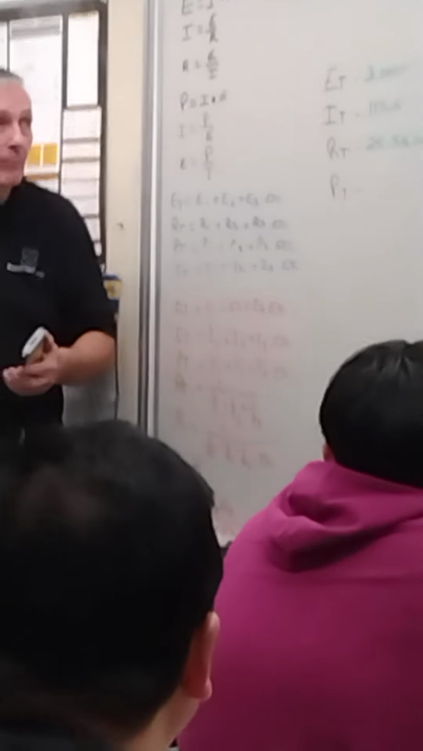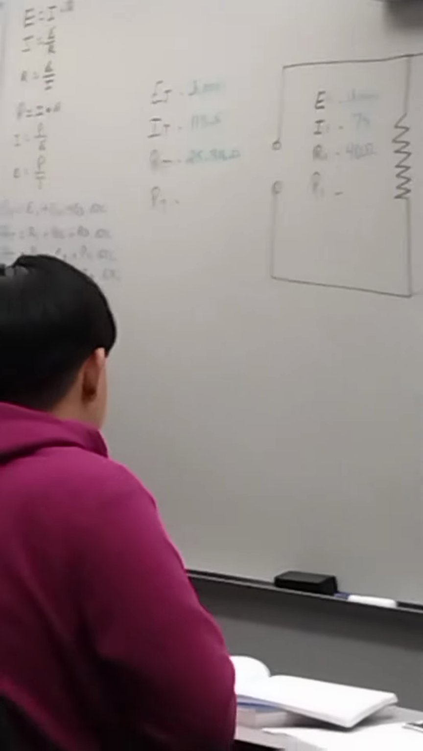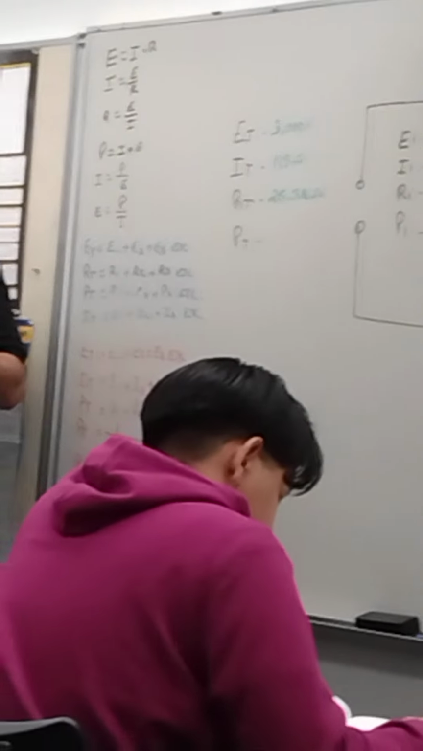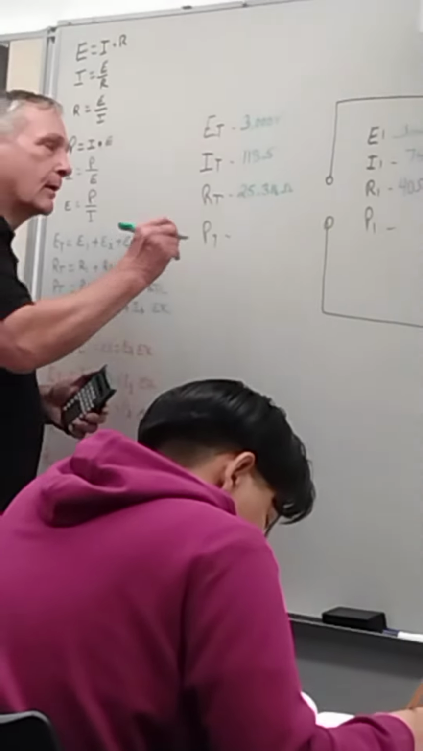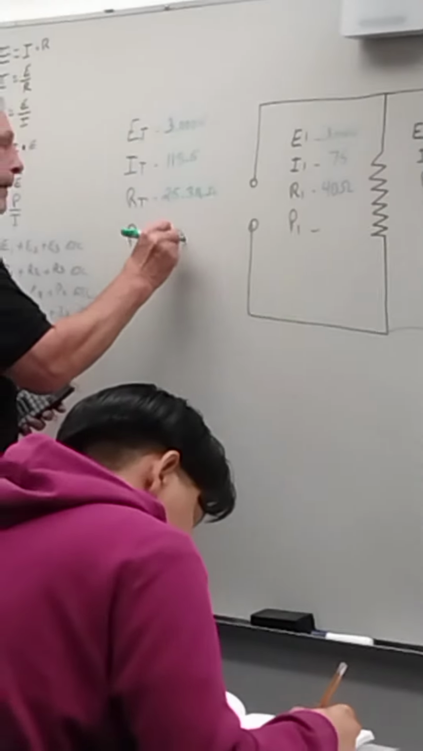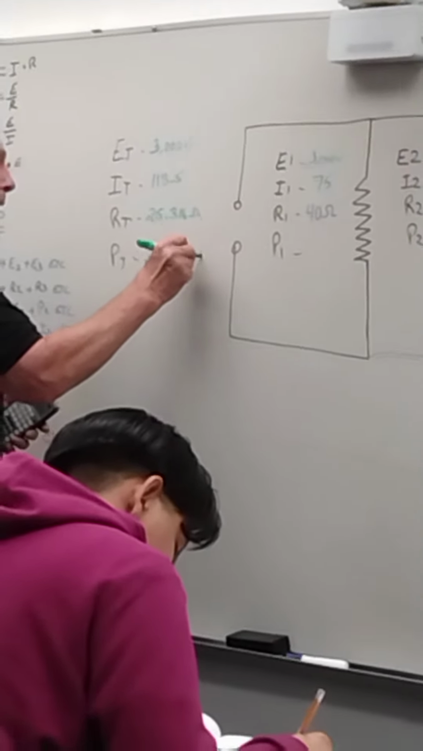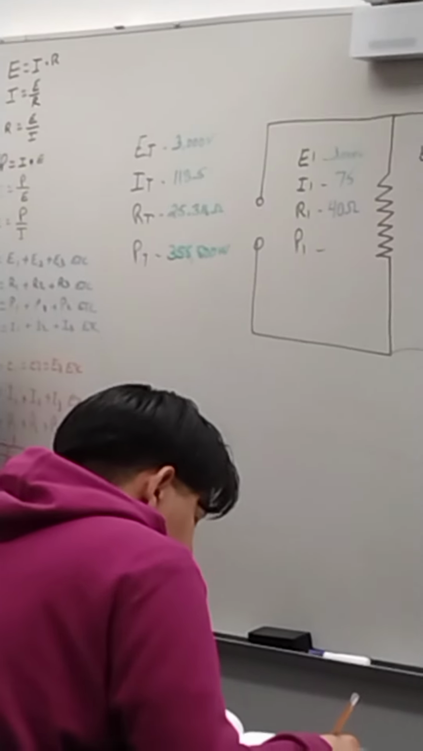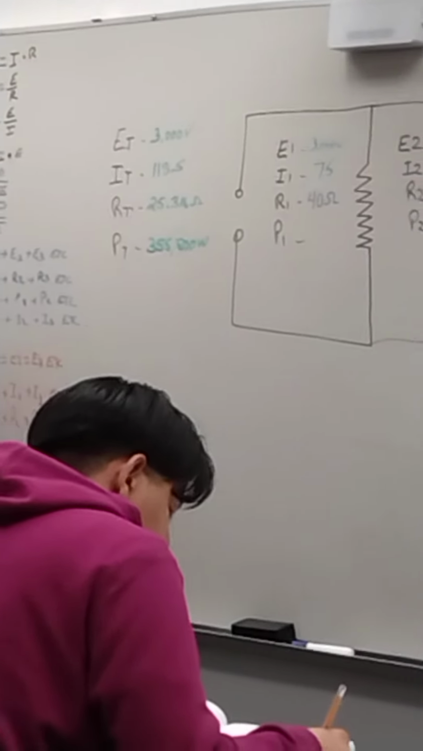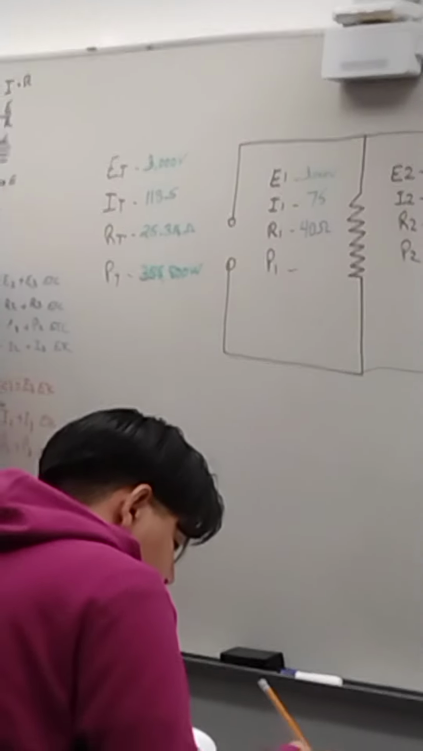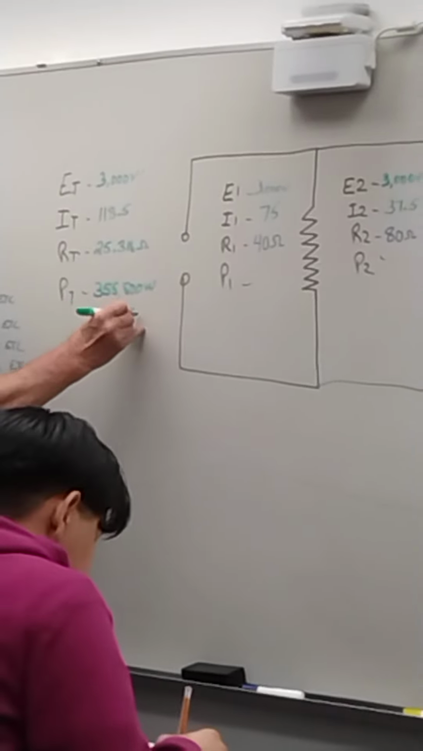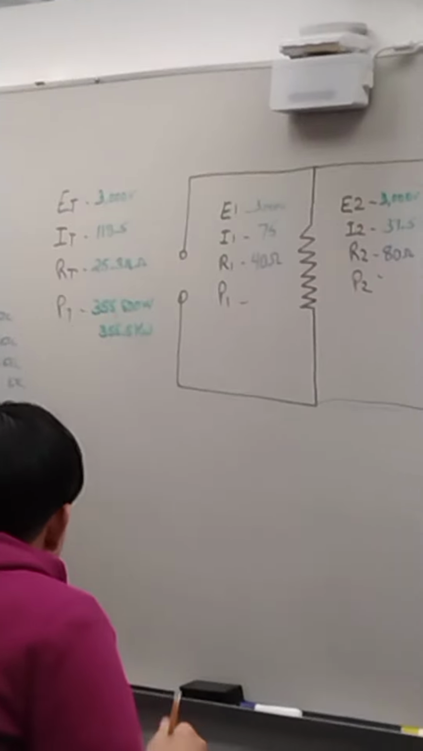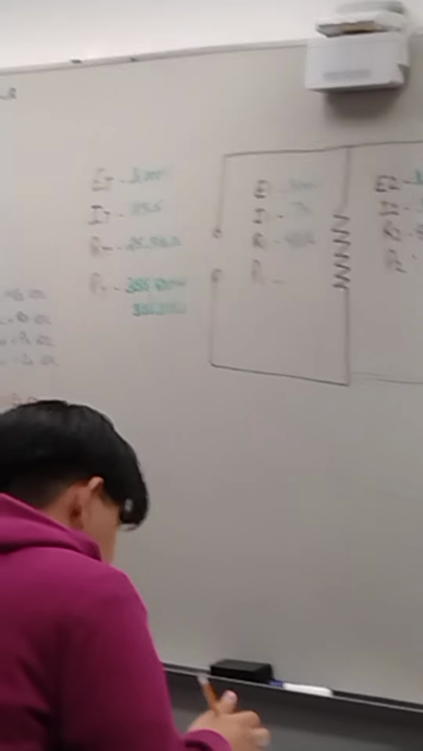So I'm going to come in here. Now let's find P total. P total is going to be 3,000 times 118.5 equals 355,500. Everybody cool with that? Okay. So I could write that out as 355.5 kilowatts, right? Same difference.